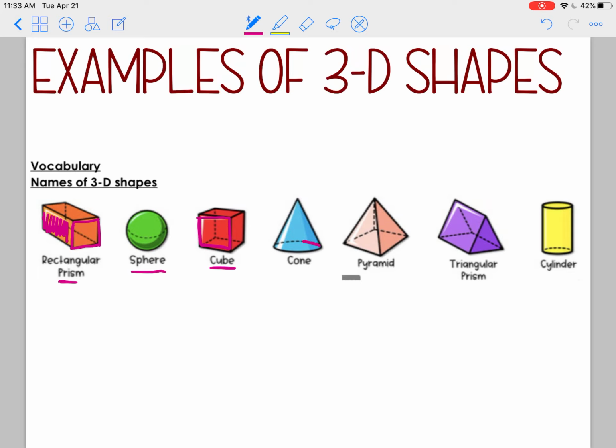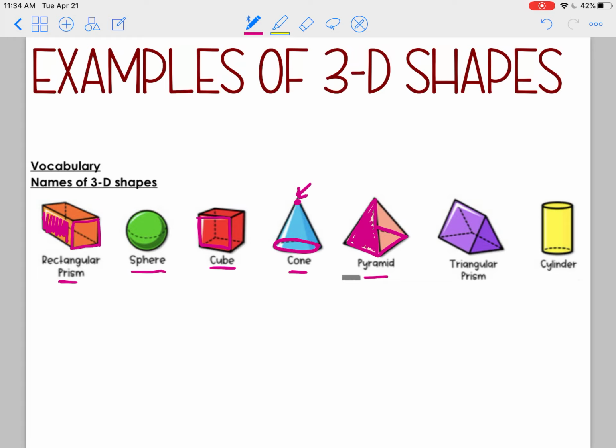A cone has one circular base, and that point at the top is called an apex. This is a pyramid, and specifically we would call this one a square pyramid because it has a square base. But we know it's a pyramid because it has these triangular sides.